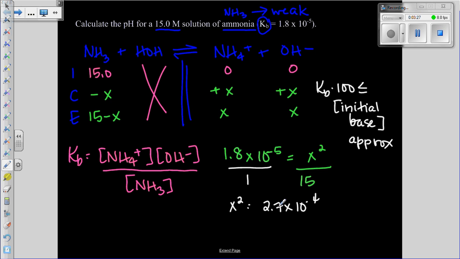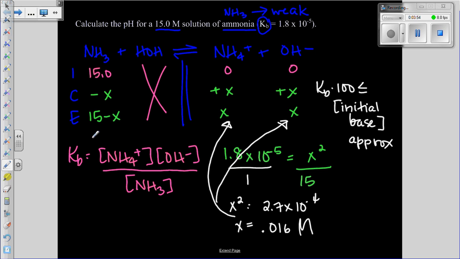I'm going to do the square root of that, which will give us x equals, okay, we've got to check sig figs. We have 3 and we have 2, so I'm going to use 2. 0.016 molar because it's a concentration. That gives us the concentration of ammonium. Also gives us the concentration of hydroxide. We could determine the concentration of ammonia if we wanted it, but we're not worried about that right now.